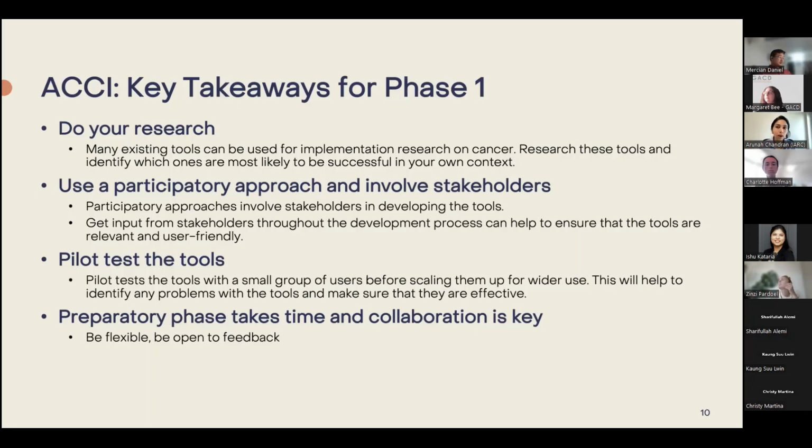So even as we are preparing to train and roll out these tools, we realize that there are some changes that need to be made, for example, when local or national implementation guidelines change. So now we need to go back to the table and look into what changes we need to make to our tools that we've already developed because of the local changes in the region and the country. So the key takeaway for us is we need to be flexible and open to feedback.